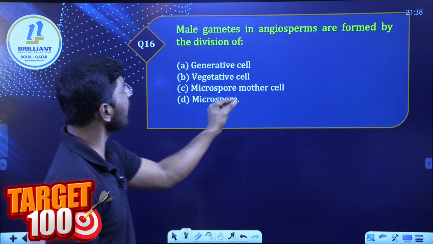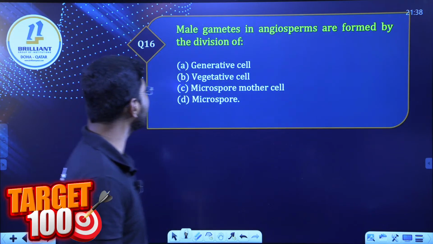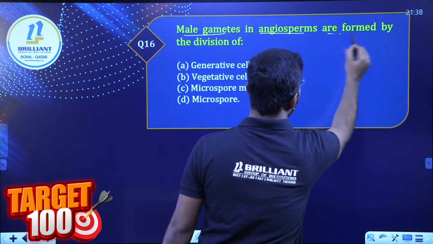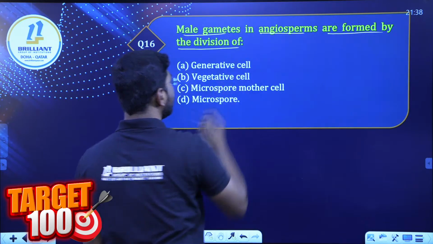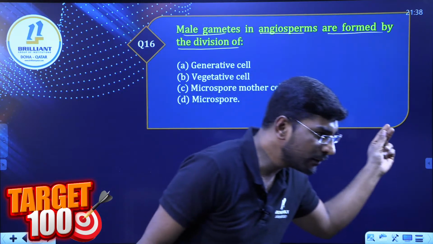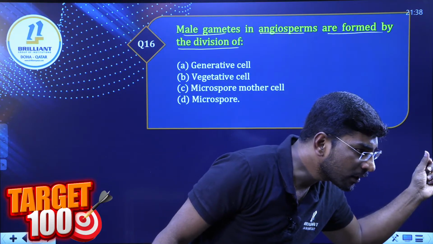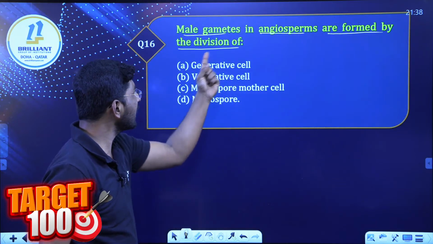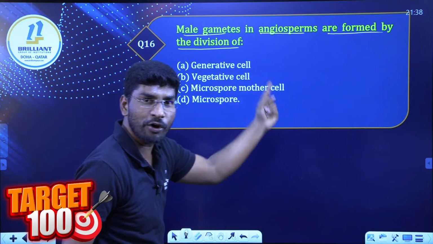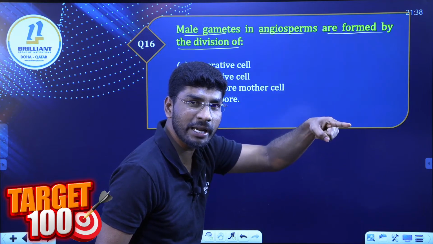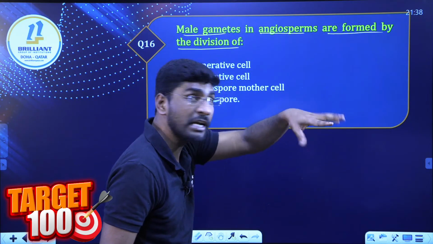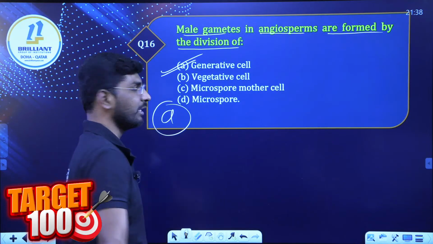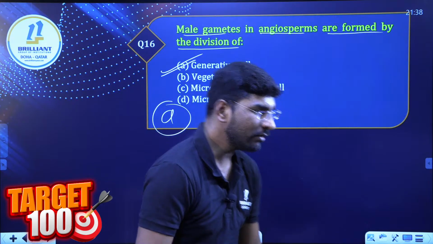Male gametes in angiosperms are formed by the division of? Simple question. Zahra Khan, Qazi, Aisha Khan, what is the simple answer? Male gametes, I told you, are formed from one of the cells which is spindle shaped, a smaller cell freely floating in the cytoplasm. Very good, the generative cell. Option A. Done. Next question.